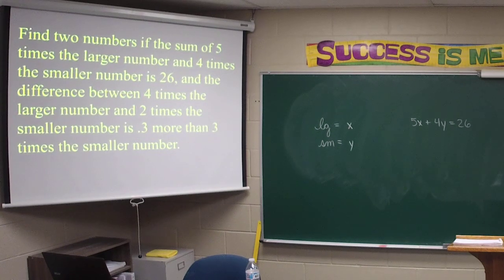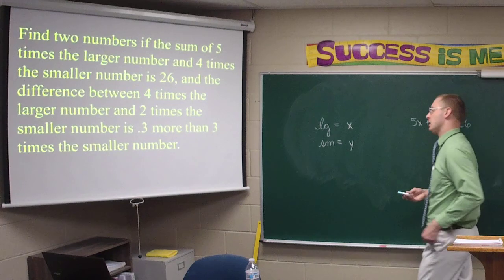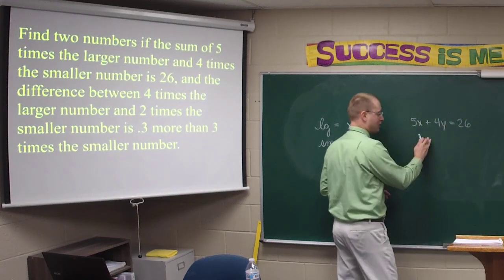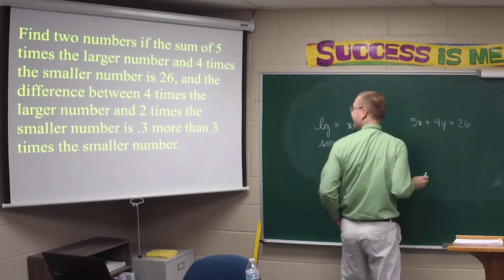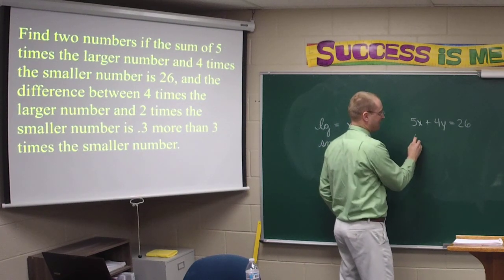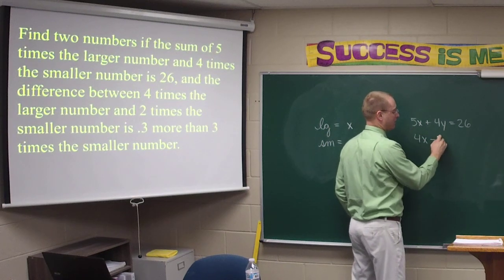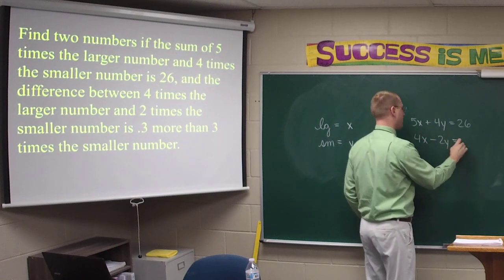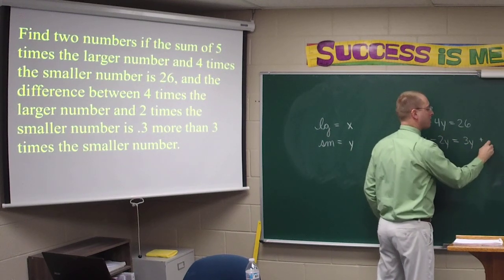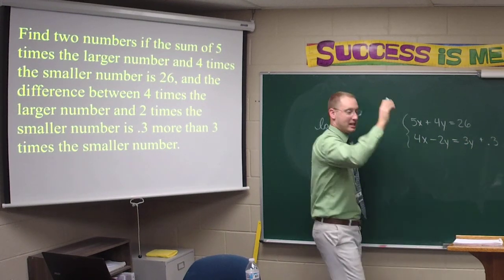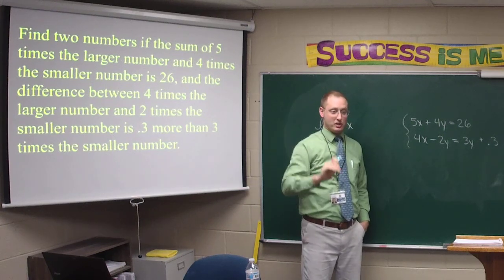The difference between 4 times the larger number and 2 times the smaller number is 0.3 more than 3 times the smaller number. And let's call on our smaller student, Kendall. What do we got here? 4x minus 2y equals 3y plus 0.3. Perfect. How many had the same thing Kendall had? Questions on that?